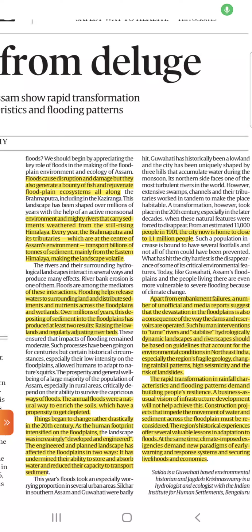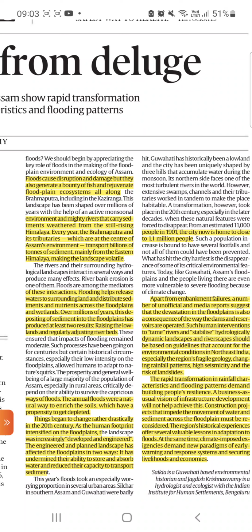Let us continue this article here. The floods cause disruption and damage, but they also generate a bounty of fish and regenerate the floodplain ecosystem all along the Brahmaputra, including in Kaziranga. The monsoonal environment and mighty rivers carry sediments from the still rising Himalaya.